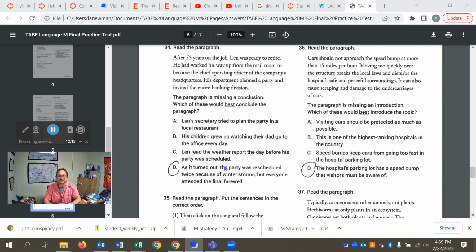34, the paragraph is missing a conclusion. Which of these would be the best? It's D. First of all, this language, as it turned out, shows that it's a conclusive thought. But it also kind of sums it up and tells us that everyone attended this final farewell, which we were told was sort of the purpose of the gathering.